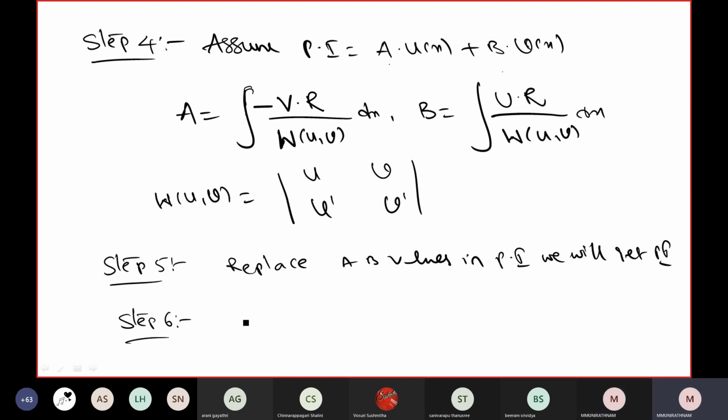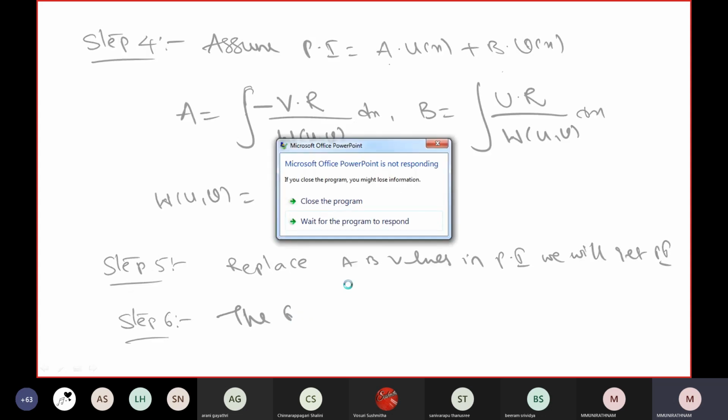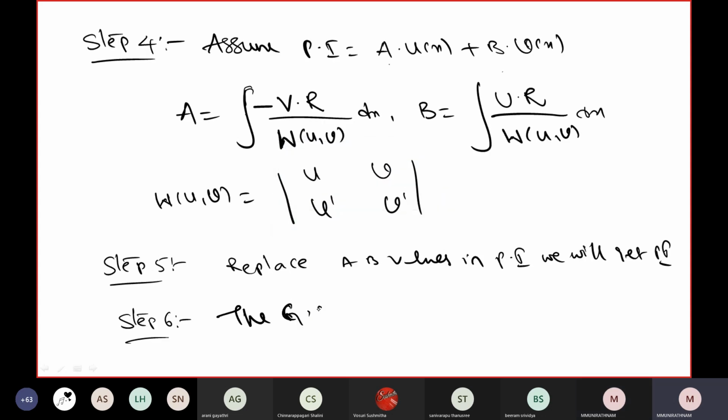That is very important. Step 6: the general solution is, you know it, y equal to CF plus PI. That's it. Okay, understood? So in the method of variation of parameters, we follow some procedure, and using that procedure we will find a solution. So what is that procedure?